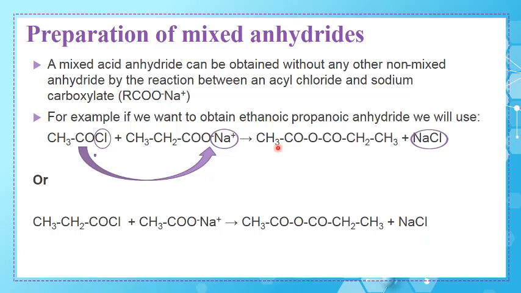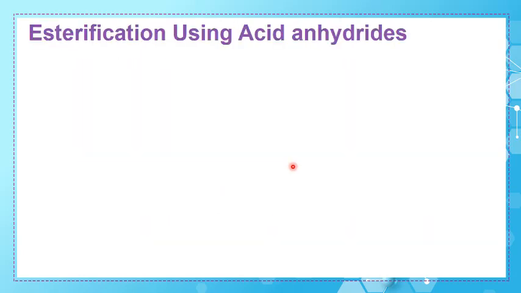So I repeat, if I have to prepare a mixed acid anhydride, I will look at the number of carbon atoms here and the number of carbon atoms here, and I will use the ethanoyl chloride as this one and sodium carboxylate as this one, or the other way around, and the same acid anhydride will be obtained. So here also it's something to be memorized by heart, how to prepare a mixed acid anhydride.